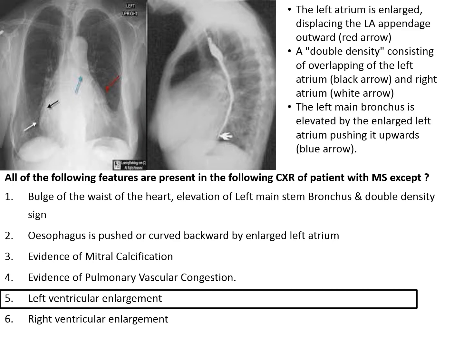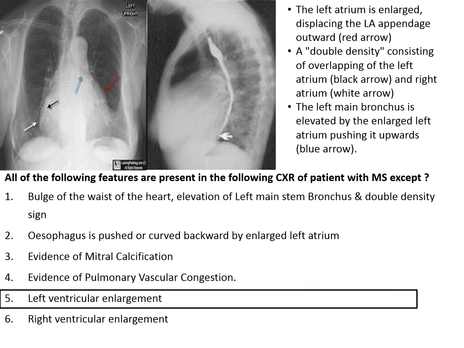In the PA view, we can appreciate an enlarged left atrium causing displacement of the left atrial appendage outward and causing straightening of the left cardiac border as indicated by the red arrow. We can see a double density consisting of overlapping of the left atrium as indicated by the black arrow and right atrium as indicated by the white arrow. We can see also evidence of hilar congestion. We can see that the left main bronchus is elevated by the enlarged left atrium, pushing it upwards as indicated by the blue arrow.